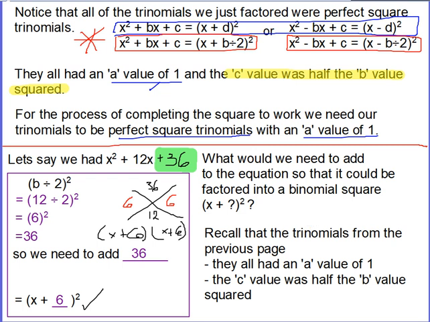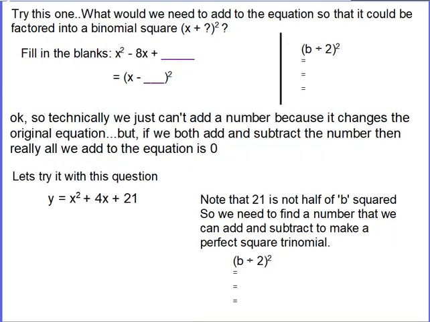It's great. Okay, let's try one more. So let's try this one. What would we need to add to the equation so that it could be factored into a binomial squared? X plus something squared, or x minus something squared, whatever it is.